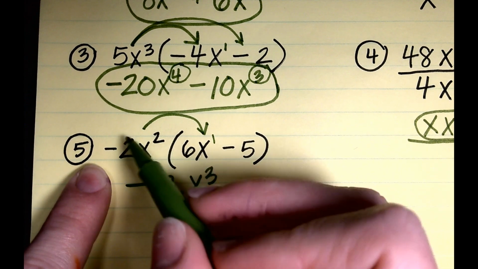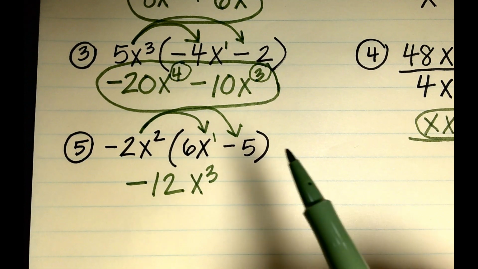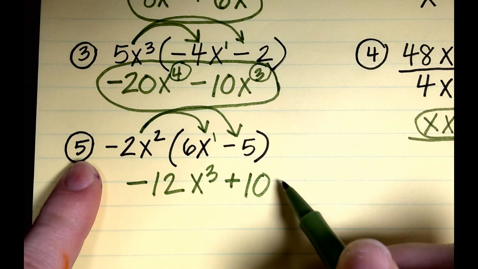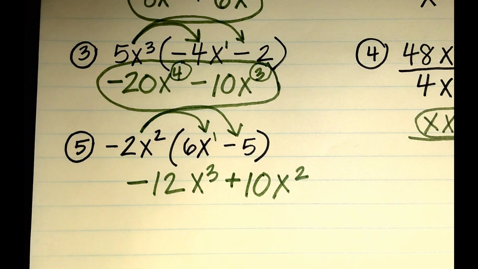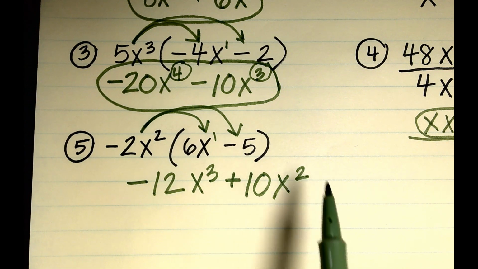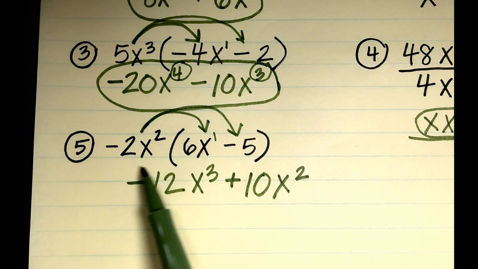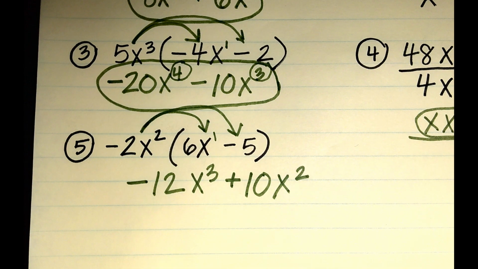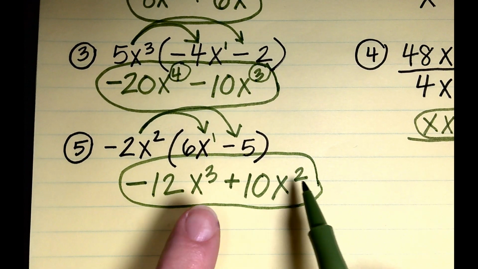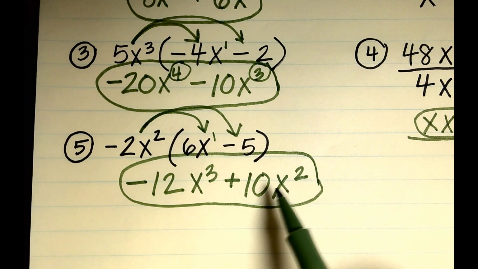Now I have negative 2x squared times negative 5. Good. Plus 10x squared. Good. And this x squared we have because there was no x on the 5. We just carried it over from the negative 2x squared. And that is as far as we can go. These are not like terms because 3 and 2 are not the same. Okay.